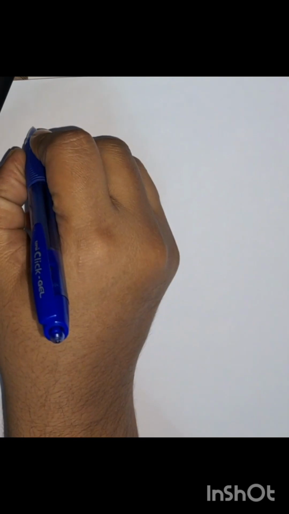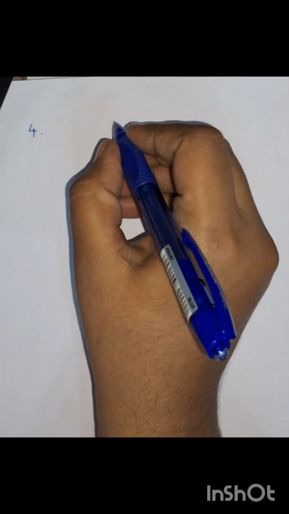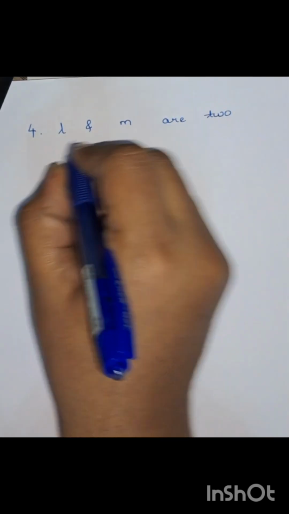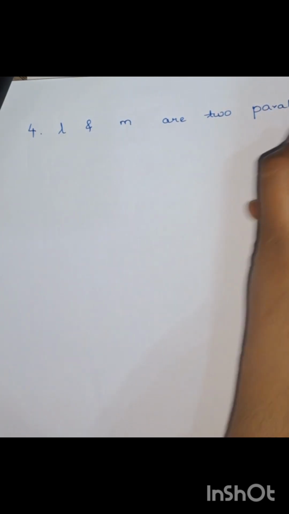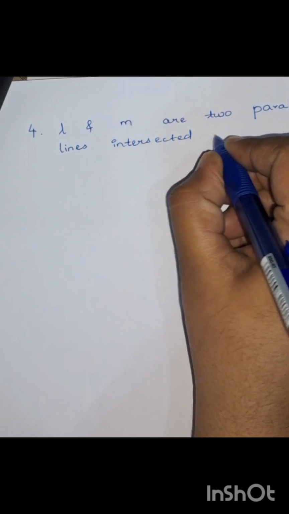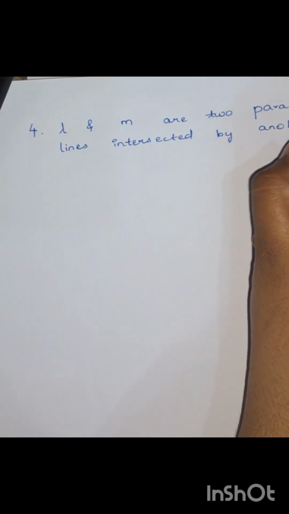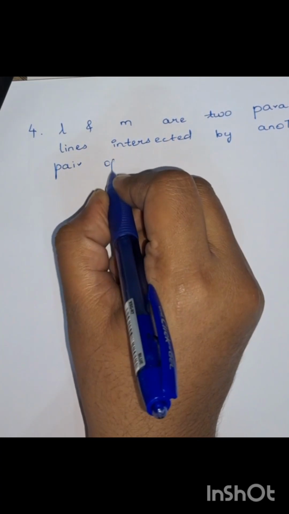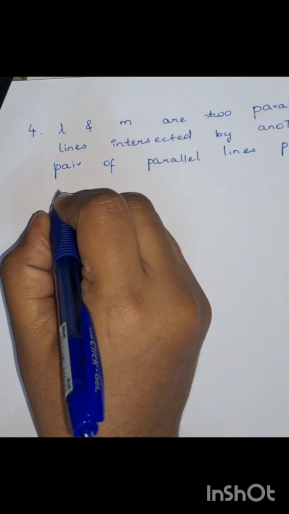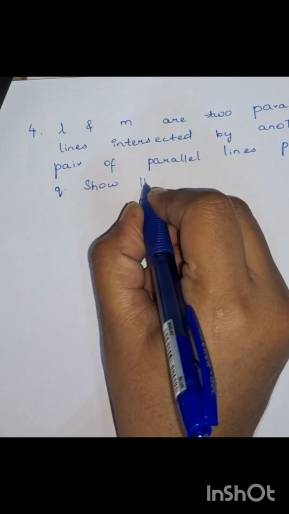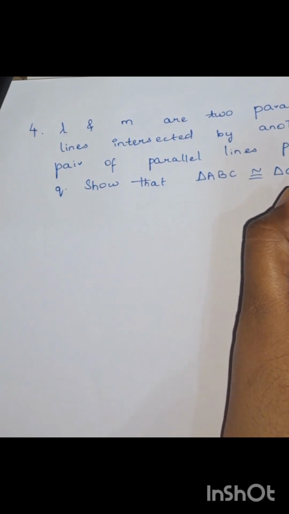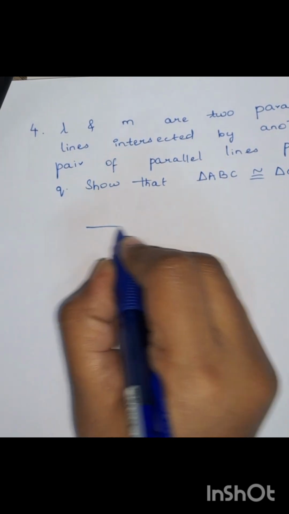Question number 4. L and M are two parallel lines intersected by another pair of parallel lines P and Q. Show that triangle ABC is congruent to triangle CDA.